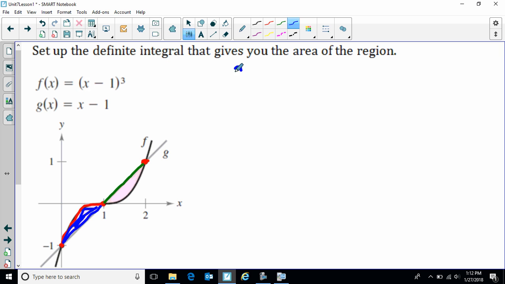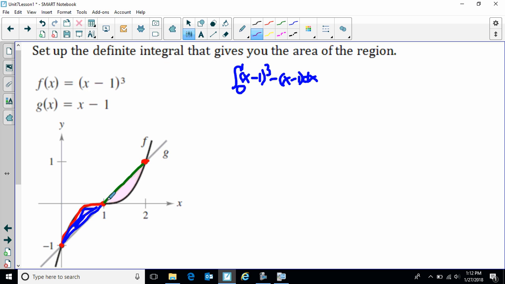to do is set up an integral where your cubic function comes first. So you would have (x minus 1) cubed, and then you would subtract your linear function. So your x minus 1. That's because from 0 to 1, your cubic function is on top. So my bounds here would be 0 to 1.